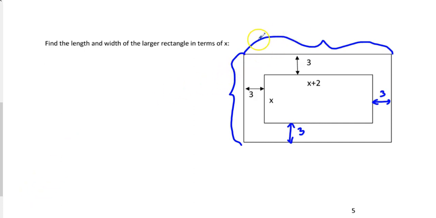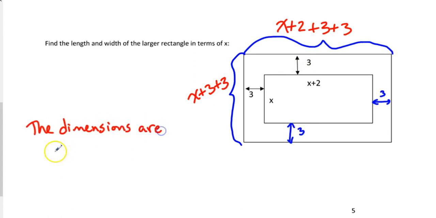So hopefully you considered that a little bit. If I'm looking at this side here, I've got an x plus 2, but then I've got a 3 on either side. So it's really like x plus 2 plus 3 plus 3. Similarly, in this direction, I've got an x plus a 3 plus another 3 on the bottom. I'm not going to worry about which one's called the length, which one's called the width. That doesn't really matter here, but the point is the dimensions. This side, when I combine like terms, is an x plus 6. This side, when I combine like terms, is an x plus 8.